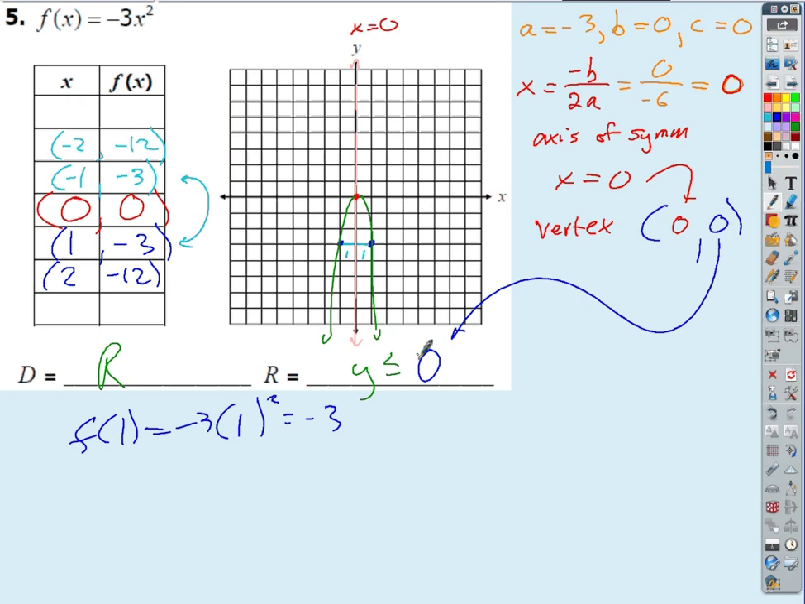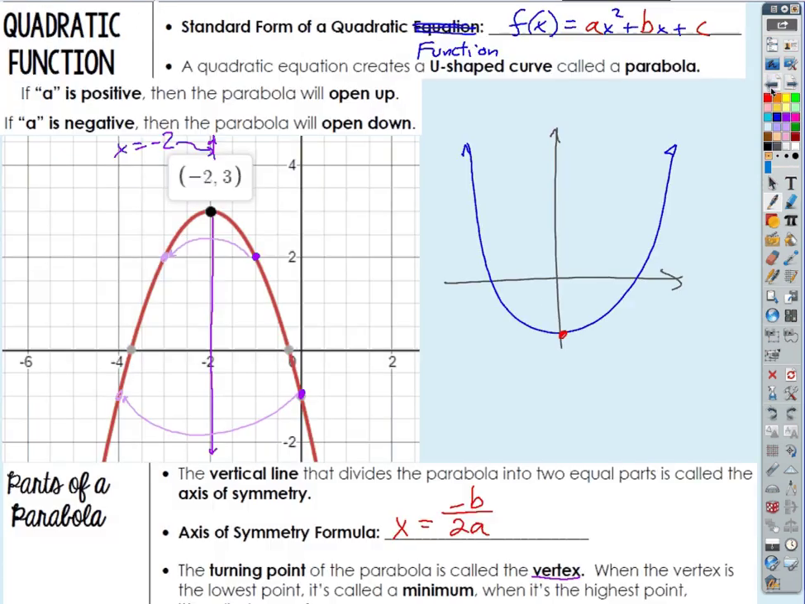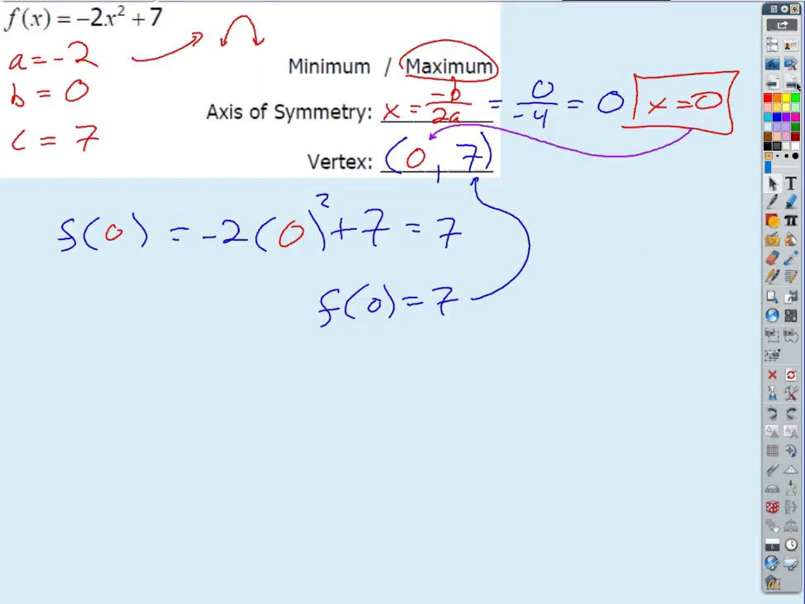Isn't that always going to be the case? If you look at any parabola, let's go back to this page. This one right here, the vertex is a maximum, and so the range is going to be all of the y values less than or equal to the y value of the vertex. If the parabola opens up, then the range is going to be all the y values greater than or equal to the y value of the vertex. Right? Everybody with me? Okay. Good. So we got this.